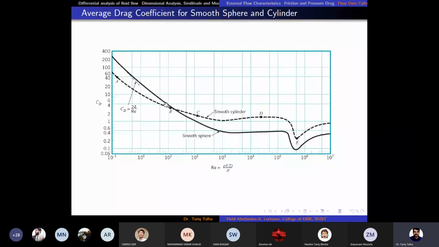In that range the coefficient of drag for the sphere would be 24 divided by Reynolds number. So it means that the CD value is inversely proportional to Reynolds number. What does it mean actually? It means that the total drag force will reduce if we increase the Reynolds number. Is that the case? Does it make any sense that the total drag force will reduce if we increase the flow velocity? I think that it should increase. Sorry?